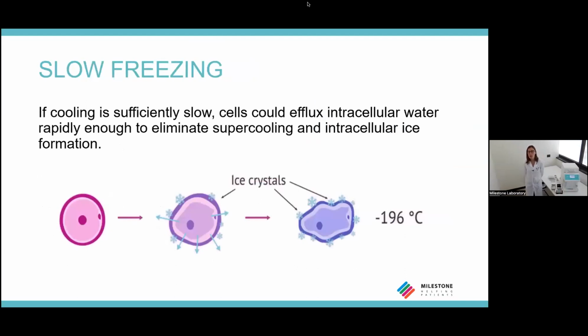The first method is the slow freezing. It allows the exit of intracellular water so that the ice crystals form only outside the cell without damaging its structure. To achieve this slow freezing, cells must be put in a system that controls the freezing rate, and a cryoprotectant that improves the membrane permeabilization is necessary.